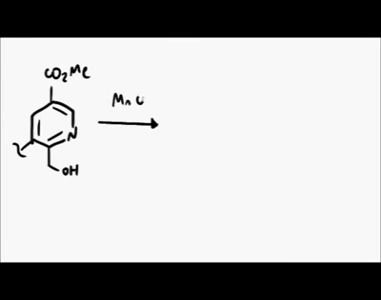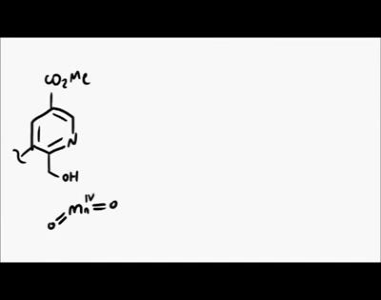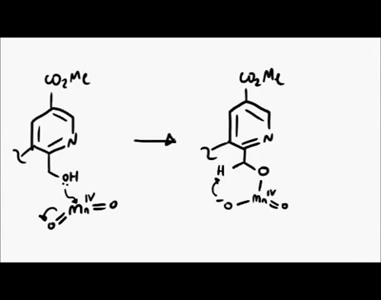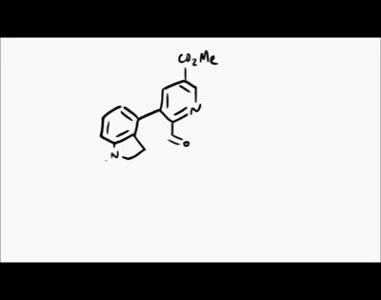Then the oxidation level needs to be converted again, this time up to an aldehyde, and manganese dioxide is selective for allylic and benzylic alcohol groups. If you wanted to draw a mechanism, it would probably be something like this. You start with manganese 4, rearrange some things, eventually some electrons flow into the manganese atom to reduce it to manganese 2, and we've also got an aldehyde.